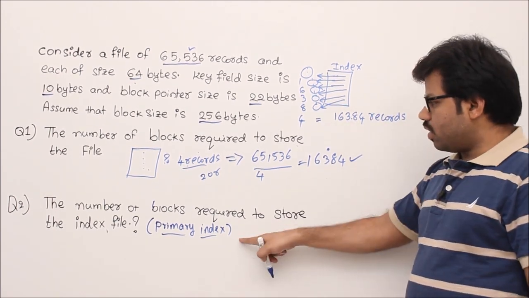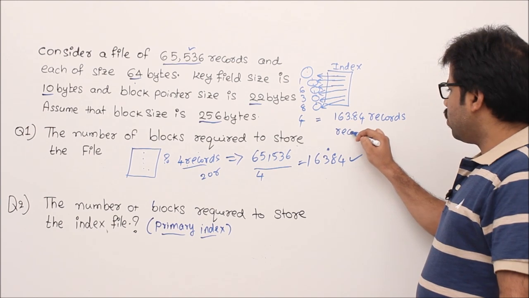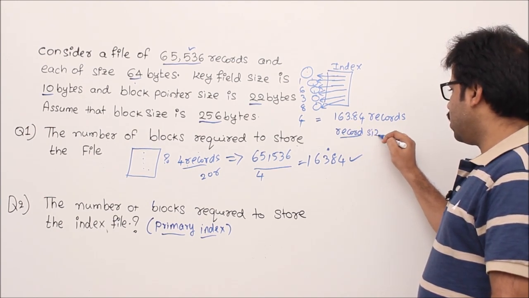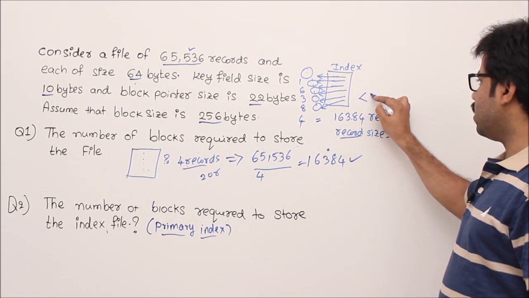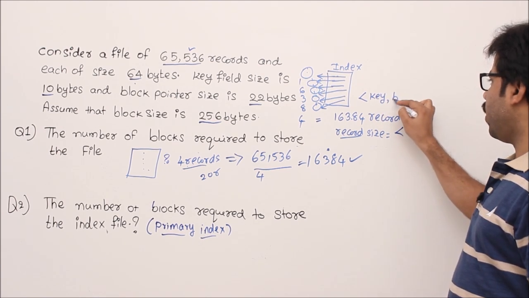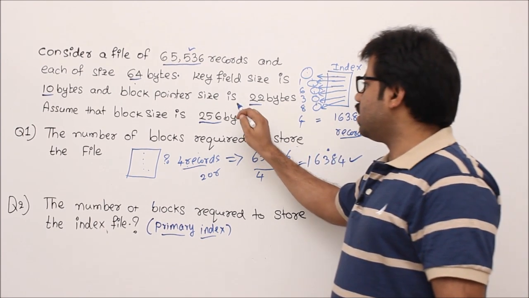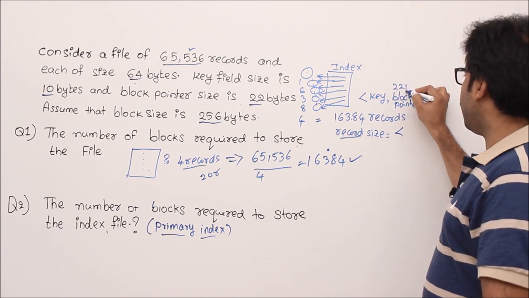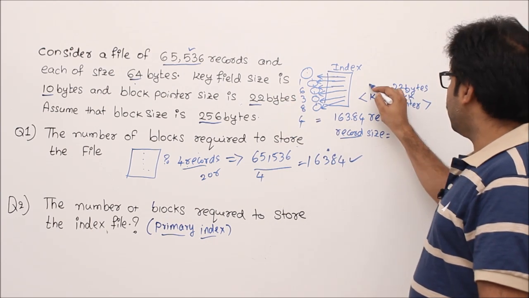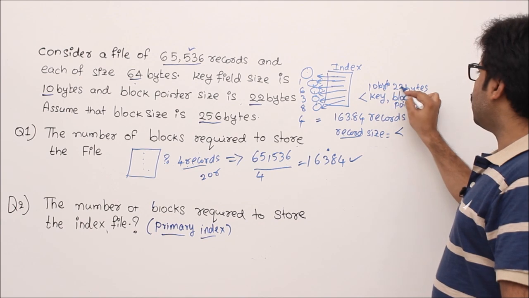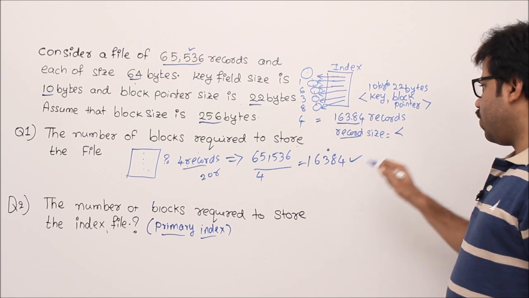Now, what I want is the number of blocks required to store the index file. For that we should know the record size here. This index file has a different record size. Why? What is the record entry in this index file? We store the key, comma, usually a block pointer, which points to the block, correct? So what is the block pointer size? It is mentioned in the problem that the block pointer size is 22 bytes. Now what is the key? Key field size is given as 10 bytes. So finally it occupies 32 bytes. Since your record size is 32 bytes, you have 16,384 records, remember.